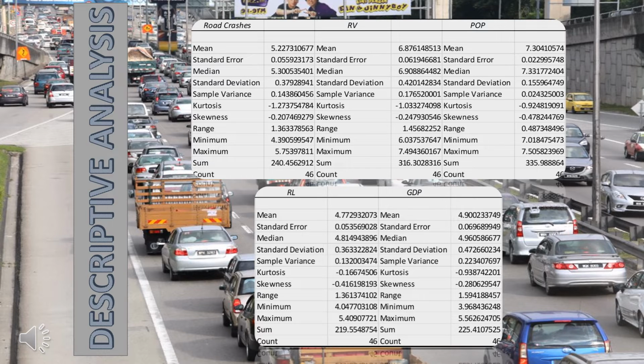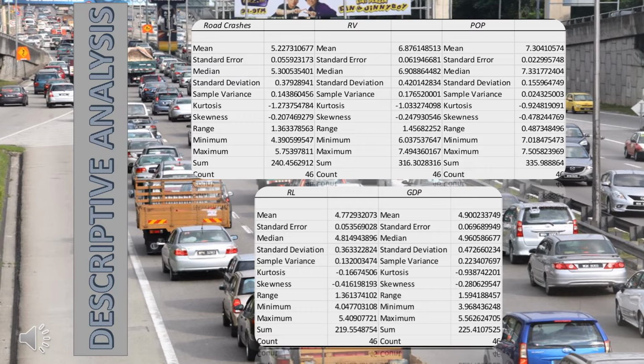For kurtosis, for example, kurtosis indicates how the peak and the tails of your distribution compare to the normal distribution. Is the peak taller or shorter than the normal distribution? Are the tails thicker or thinner?